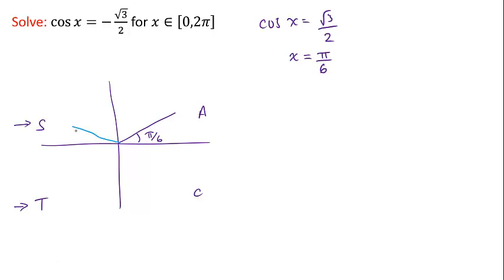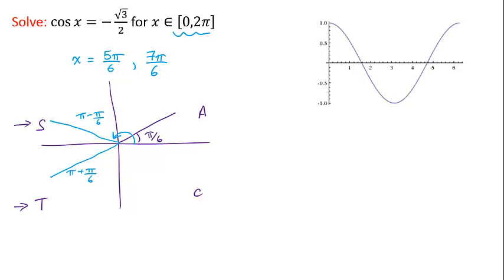So I'm going to need this angle here, which is going to be pi minus pi over 6, and then I'm also looking for this angle here, which is pi plus pi over 6. Okay, so my solutions for cos of x, and I'm only looking between 0 and 2 pi now, are going to be x is equal to pi minus pi over 6, which is 5 pi over 6, and pi plus pi over 6, which is 7 pi over 6. Okay, so those are my two solutions.